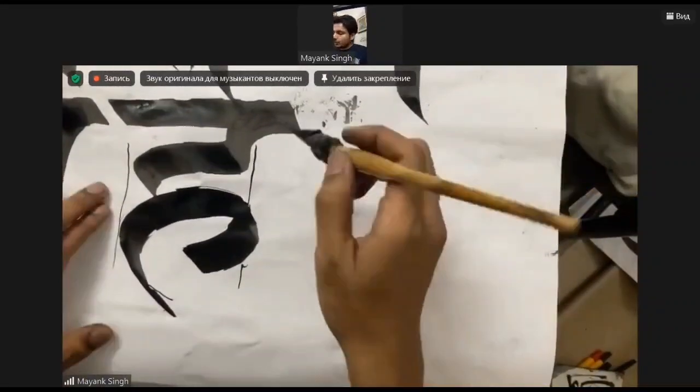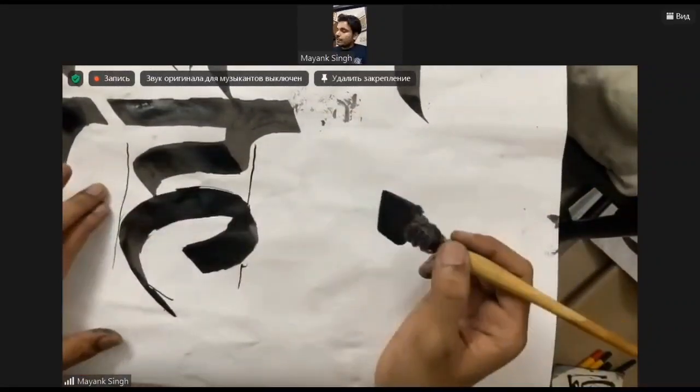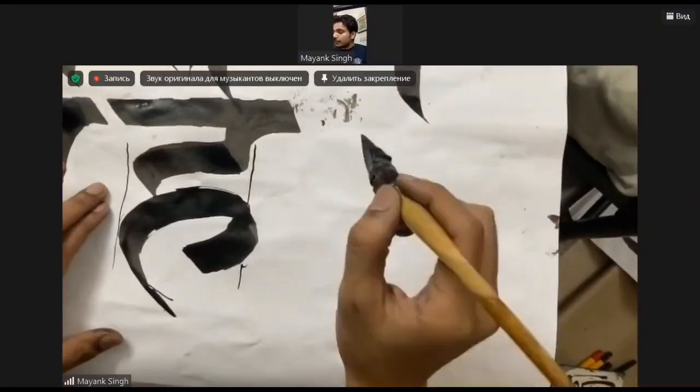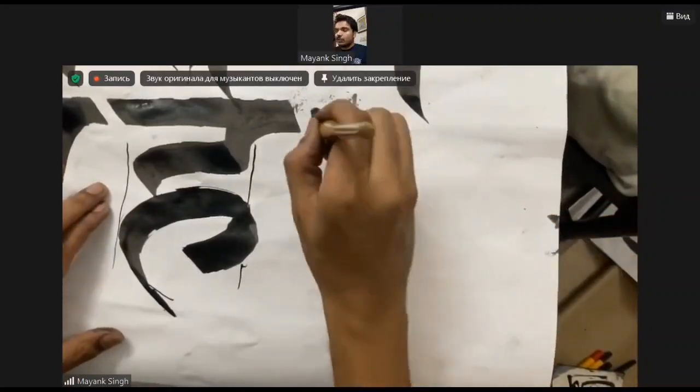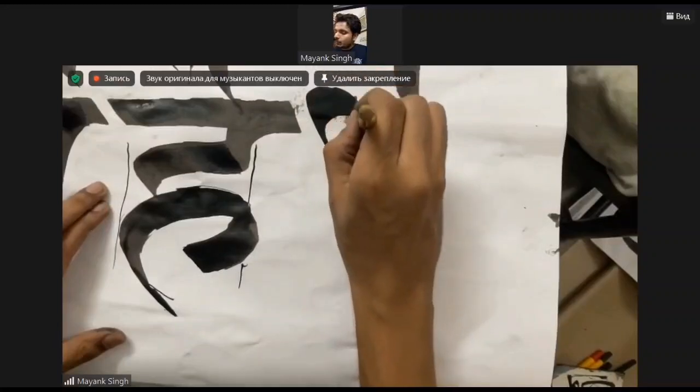Now comes sh. Sh is also one of the most interesting shapes, and it's one of the taller alphabets. It begins almost from the Shirorekha.